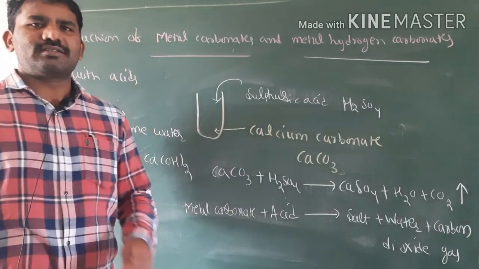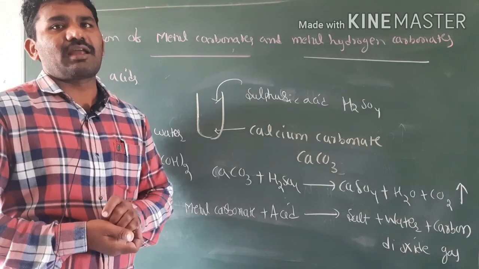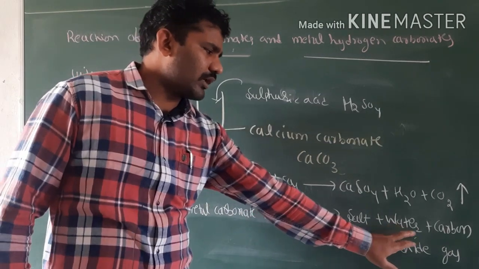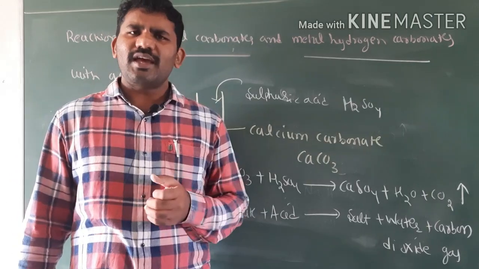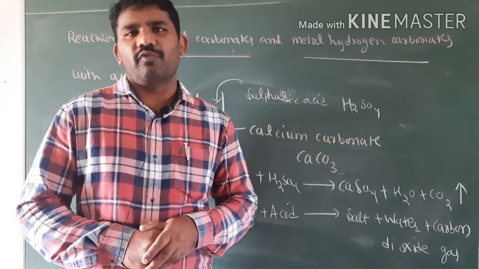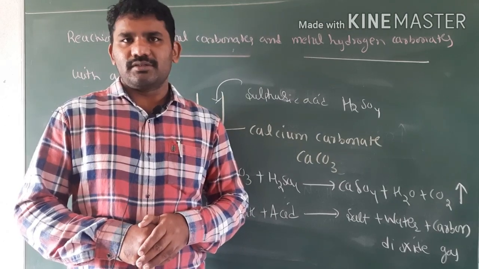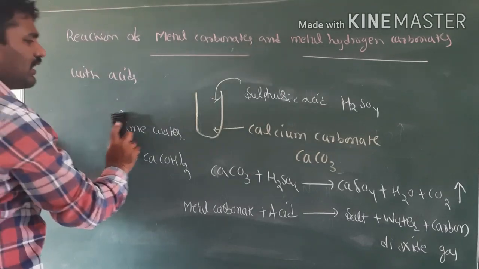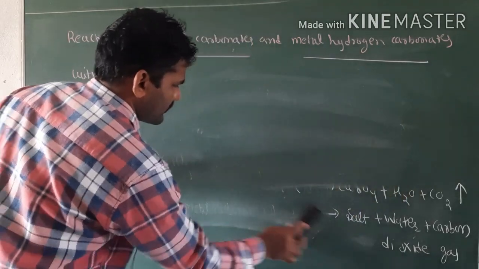So from this activity we can understand that when metal carbonates react with acids, they liberate carbon dioxide gas. Metal carbonates react with acids to form salt, water and carbon dioxide gas. How will you identify the carbon dioxide gas? You have to send the liberated carbon dioxide gas through lime water. Immediately that lime water turns milky white, right?